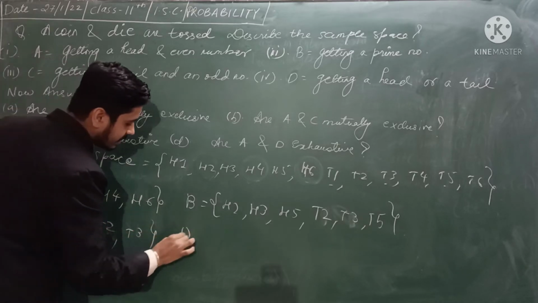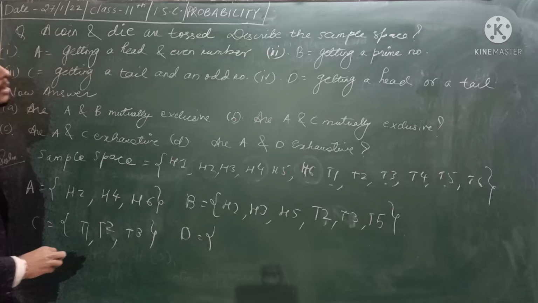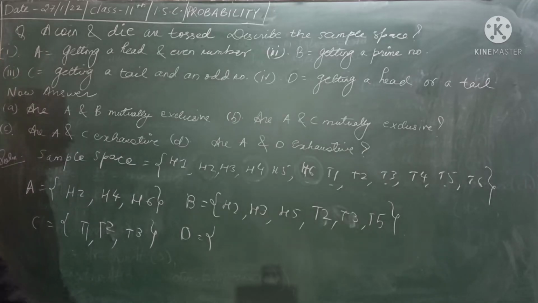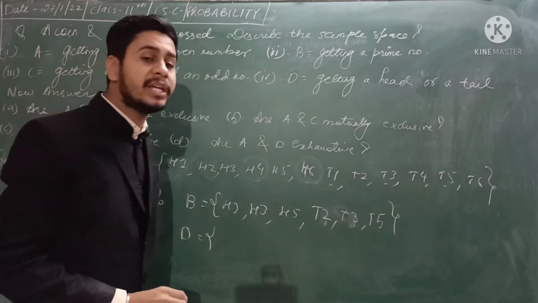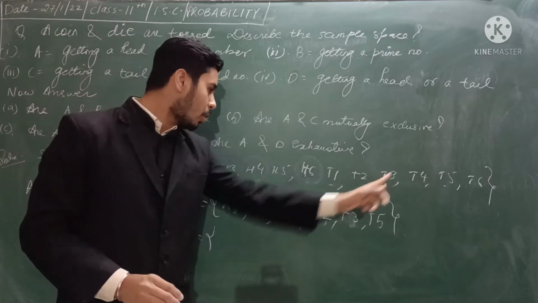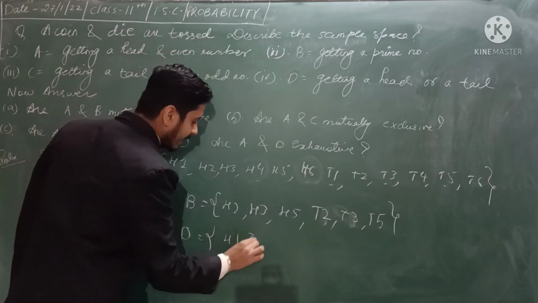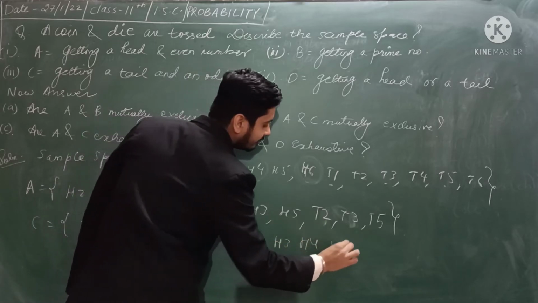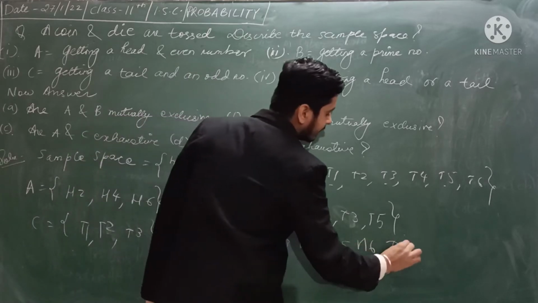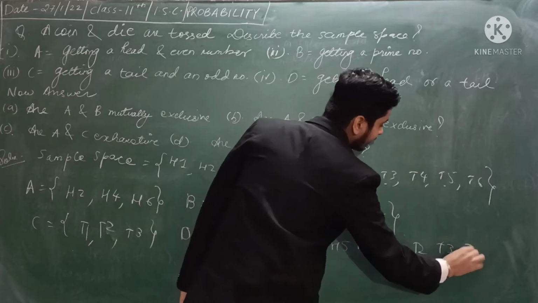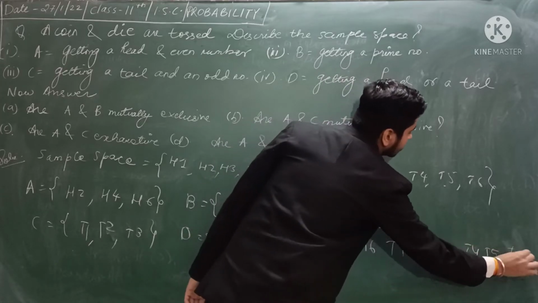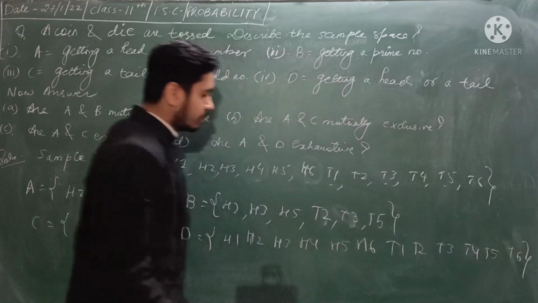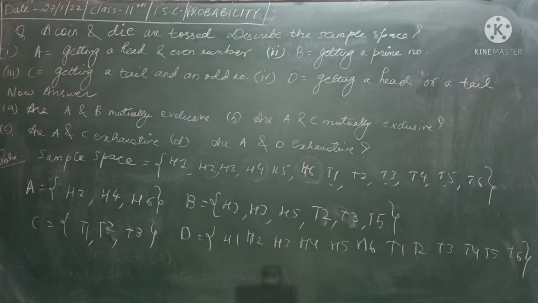Okay. Now the next one is D, that is getting a head or a tail. This is an OR case, that means a union case. So we need to accept all. Head 1, head 2, head 3, head 4, head 5, head 6, and similarly tail 1, tail 2, tail 3, tail 4, tail 5 and tail 6. We have to write the whole.